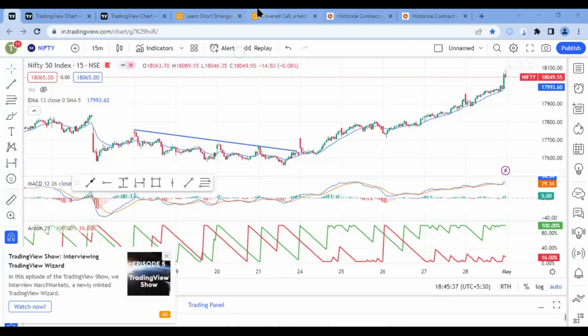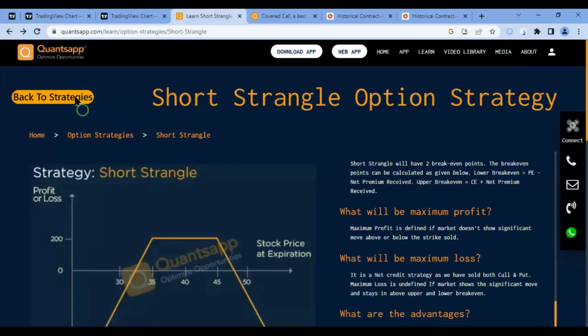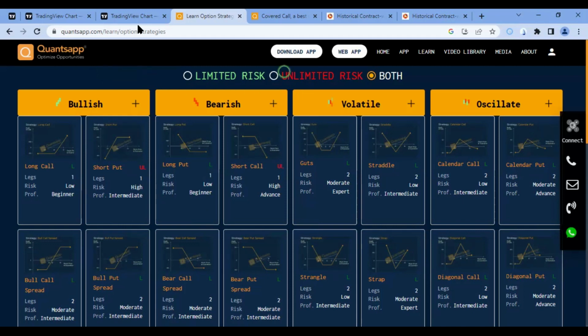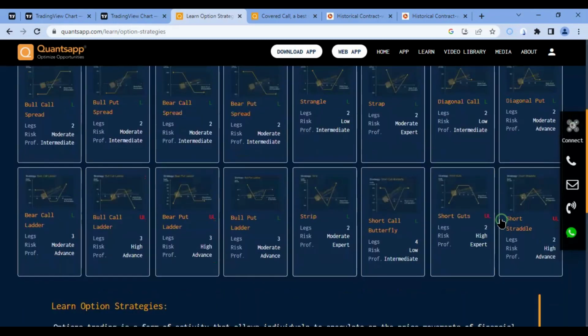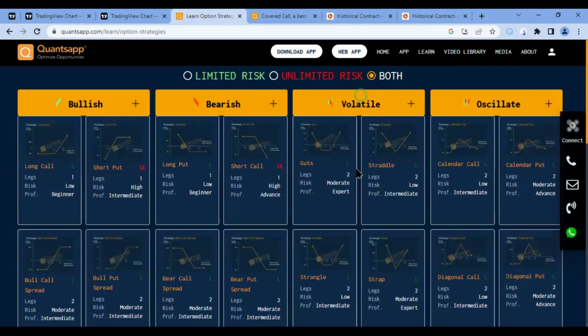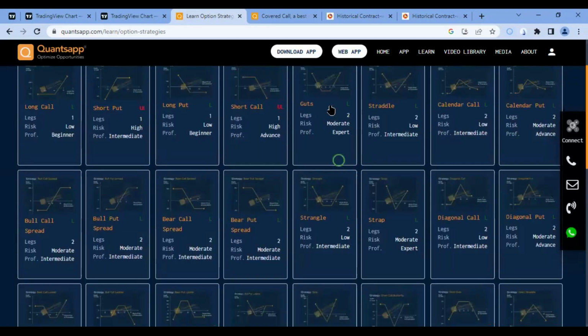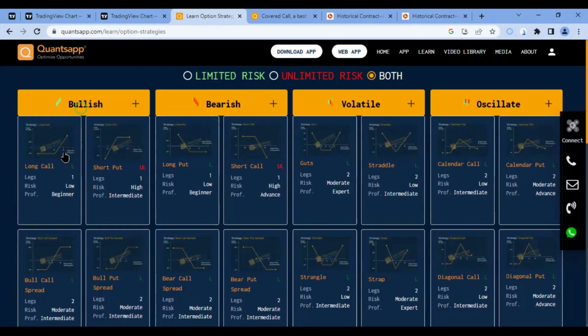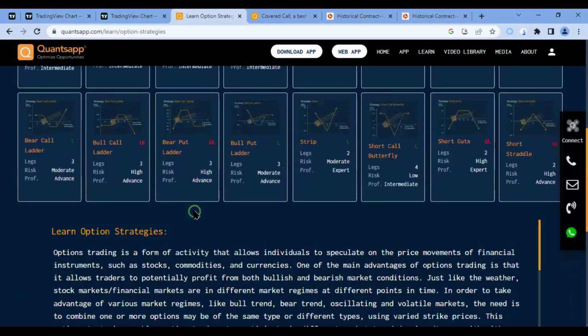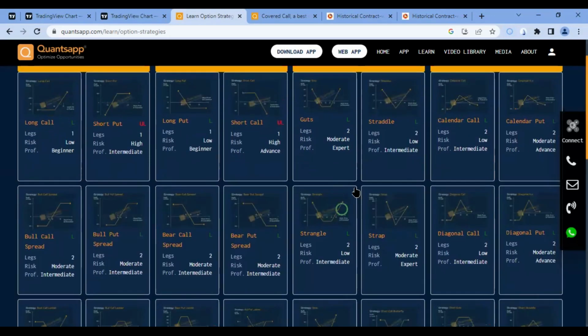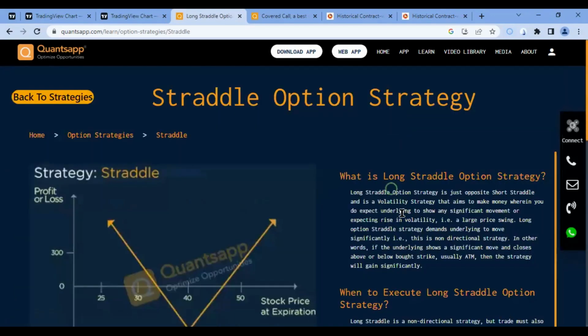Apart from this, if you are learning or if you do short selling as well, you can visit the concept site and go to option strategies. Here you have different strategies for different markets. Let's say this is oscillate, where the market is trading sideways. Then you have different strategies like this. There are 6 strategies here. In a volatile market, you have 6 strategies. Even in a bearish market and bullish market, you have different strategies here. You can read about them, and there are examples given here.